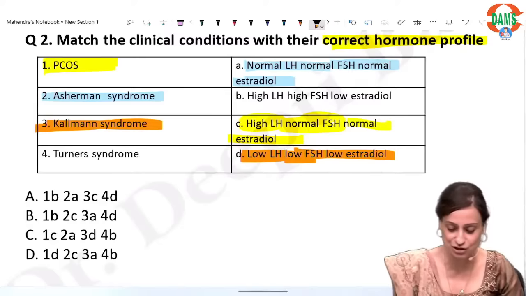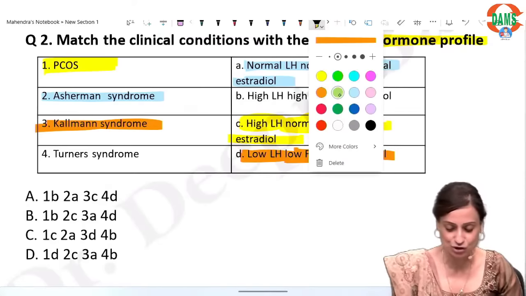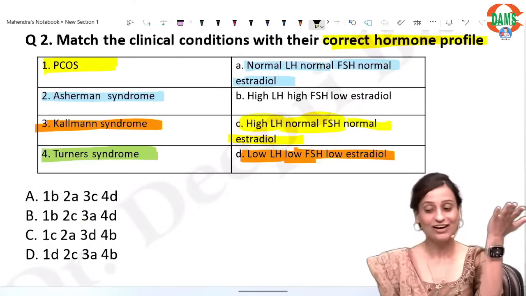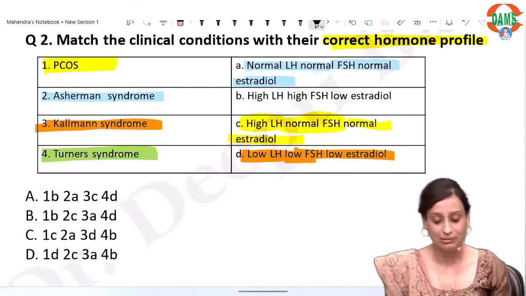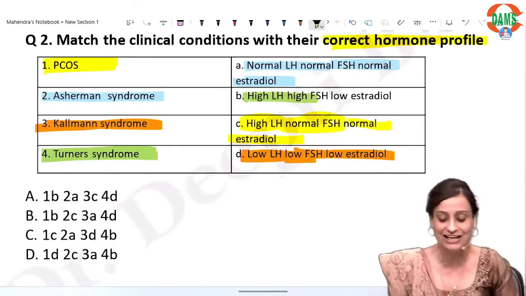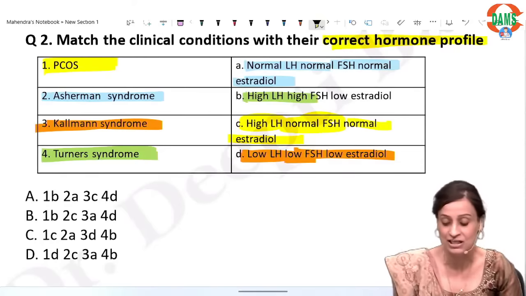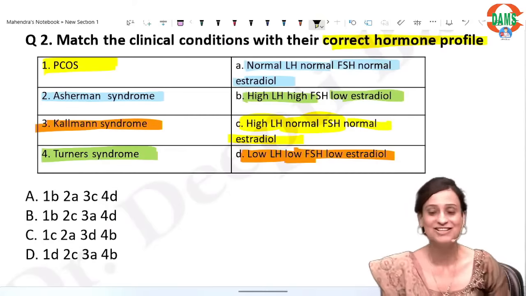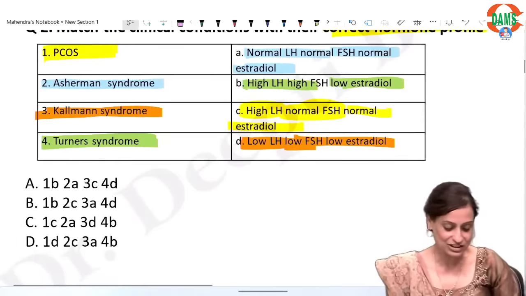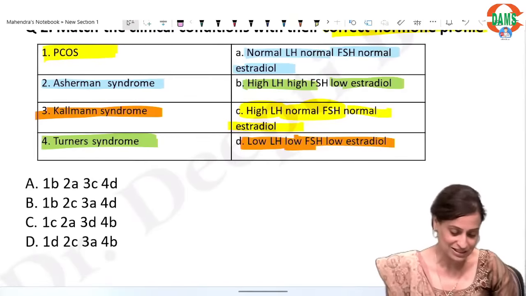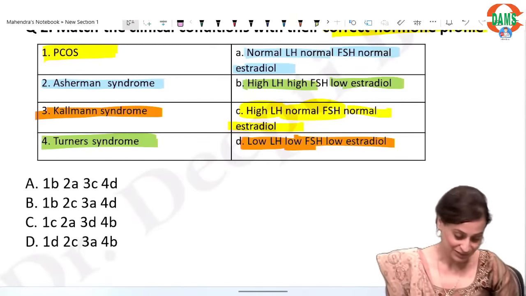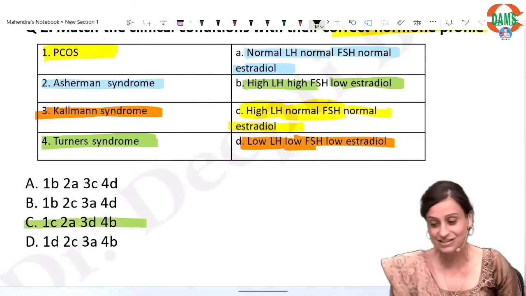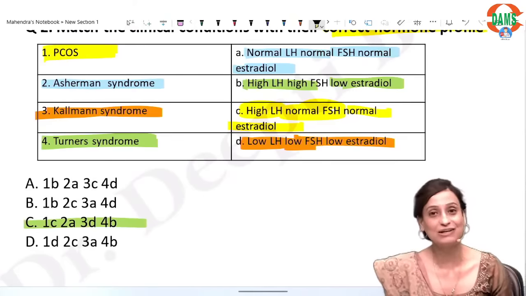What about Turner's syndrome? In Turner's syndrome, the LH and FSH are high, right? Because of no feedback inhibition. So there is high LH and high FSH, but the estradiol levels are low because there are streak ovaries, right? So what is the correct combination? I think 1C, 2A, 3D, and 4B. That makes the answer as C, right? So that makes the answer as C.